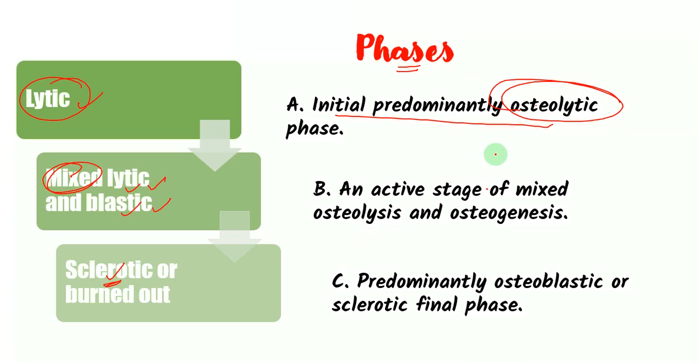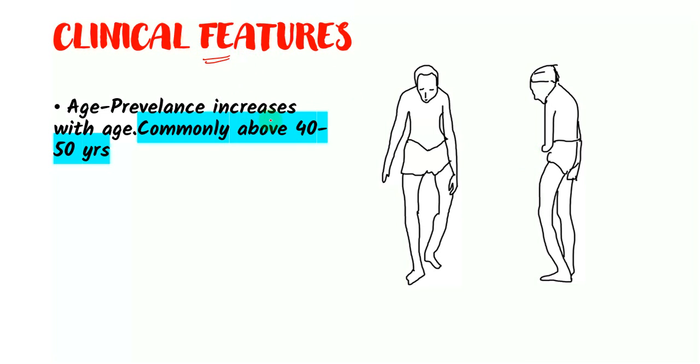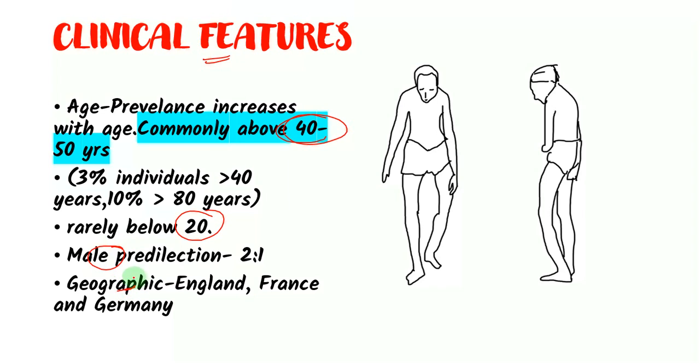I assure you, you'll understand this better as we progress into the lecture. Its clinical features: there is a prevalence above the age of 40 years. It is rarely seen below the age of 20 years. There is a slight male predilection, and geographically you see it in European countries such as England, France and Germany, and very rarely in Middle Eastern and African countries.